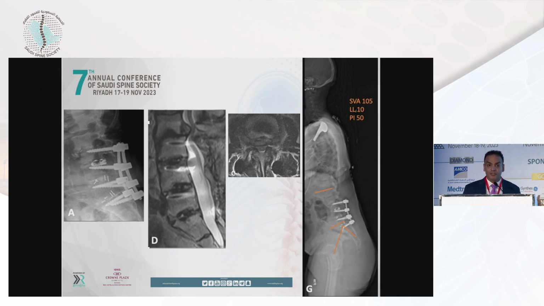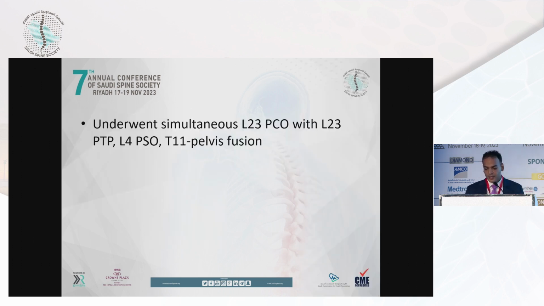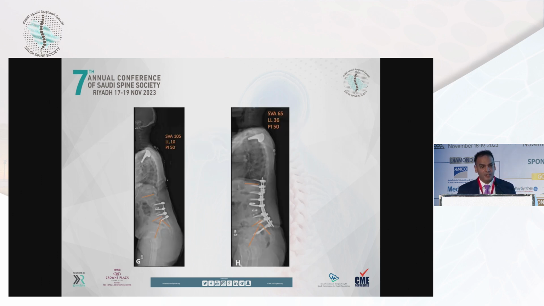Also, if you have to do more work in terms of osteotomies and so on, you don't have to flip that patient. You're right there. So we did a simultaneous L2-3 PCO with an L2-3 prone lateral with an L4 PSO and a T11 to pelvis fusion. You can see here, we've corrected her very well. She's extremely happy. She's about 6 months out. So I think this case really shows where you can use the prone lateral to treat class 4 and very complex deformities.